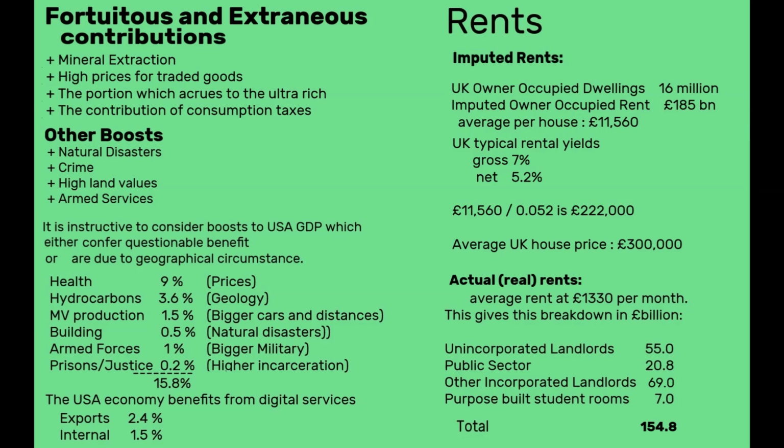It is instructive to consider boosts to USA GDP which either confer questionable benefit or are due to geographical circumstance. Health, 9% due to prices. Hydrocarbons, 3.6% due to geology. Motor vehicle production, 1.5% due to bigger cars and distances. Building, 0.5% due to natural disasters. Armed forces, 1% due to a bigger military. Prisons and justice, 0.2% due to higher incarceration, and this adds up to 15.8%.